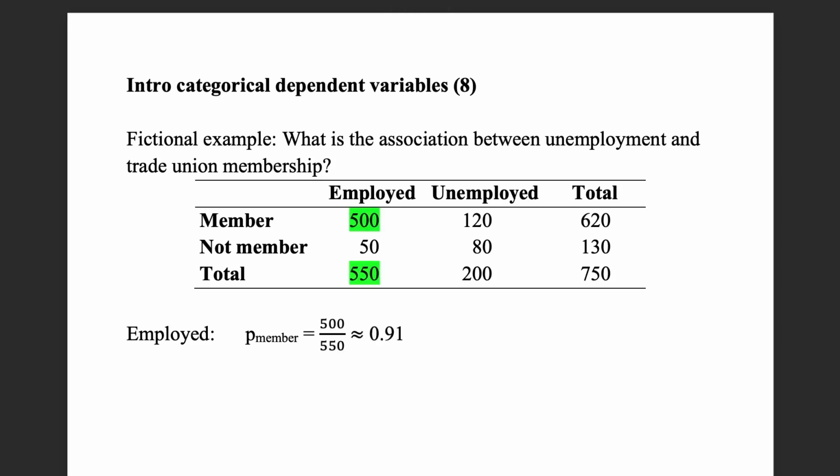Yes, we have 500 people that are members among the employed persons. So among the employed persons, 500 experience the event of yes, trade union membership, and the total number of observations that we have is 550. So the probability of membership for employed persons is 500 divided by 550, which works out to roughly 0.91. Okay, so now we know the probability of membership for employed persons.